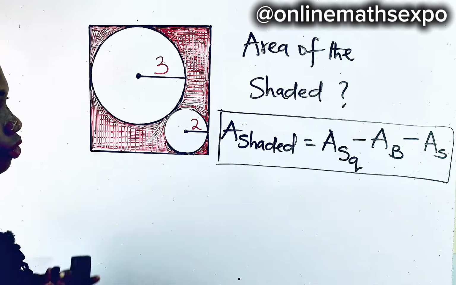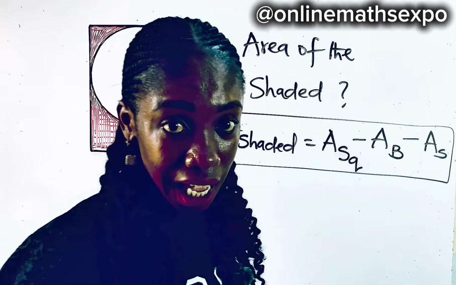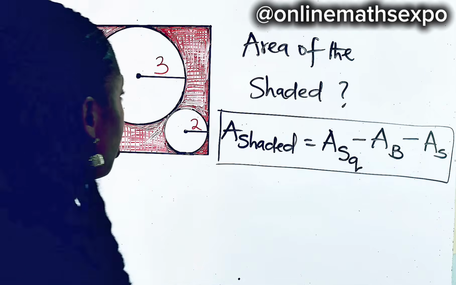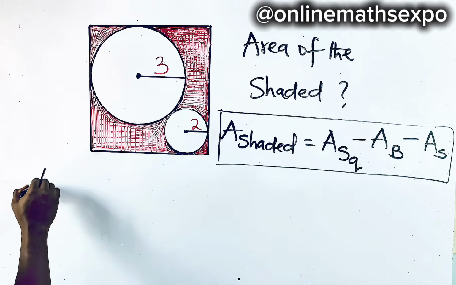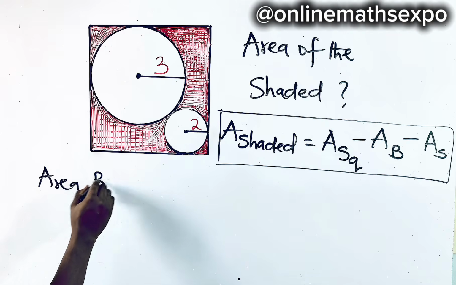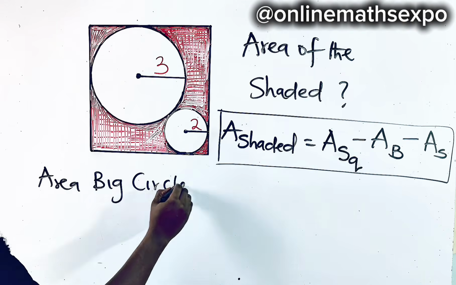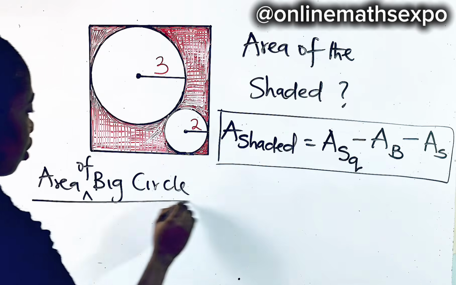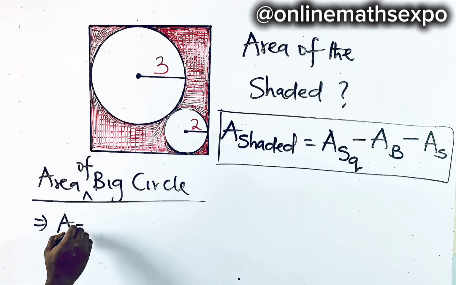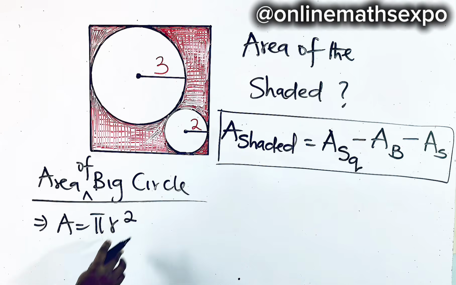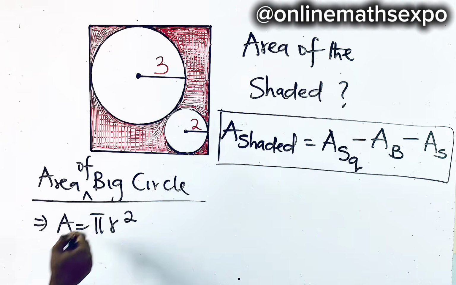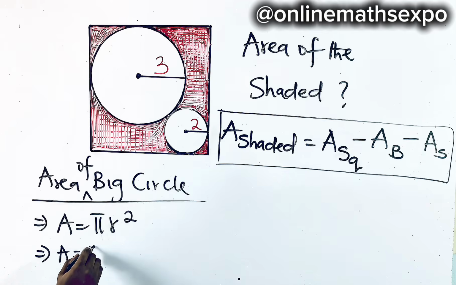Now the question is, how do we find these areas? Let's take it one at a time. We're going to first get the area of the big circle. We know that area is pi r squared. And from the big circle, the radius is 3. So it means that area is equal to pi, then 3 squared. 3 squared will give us 9. So it means that area of the big circle is 9 pi.